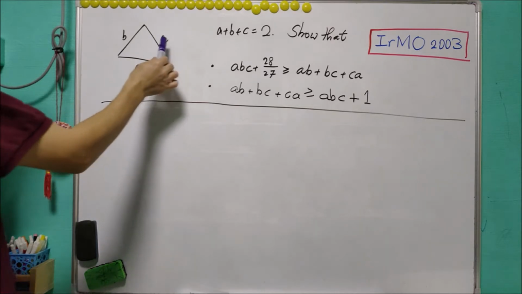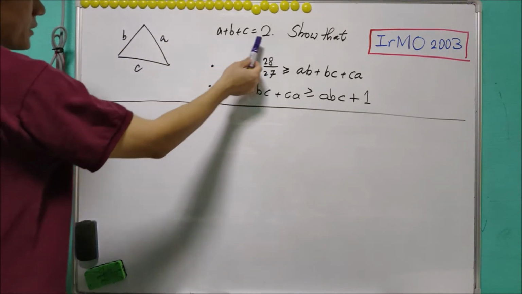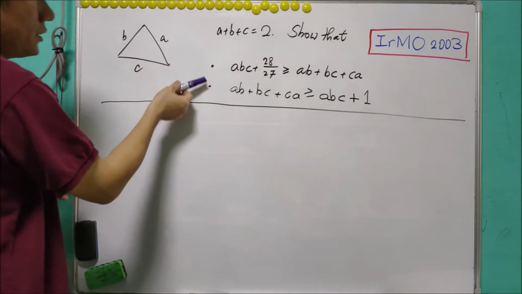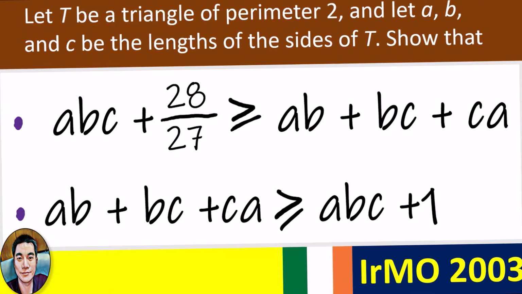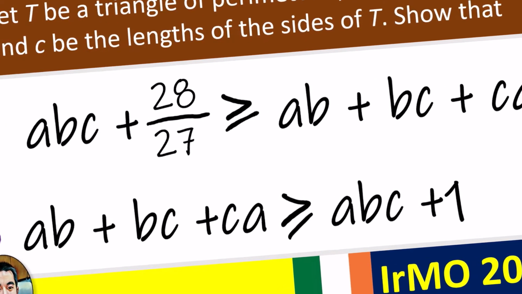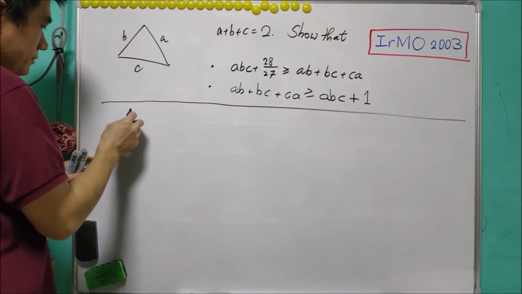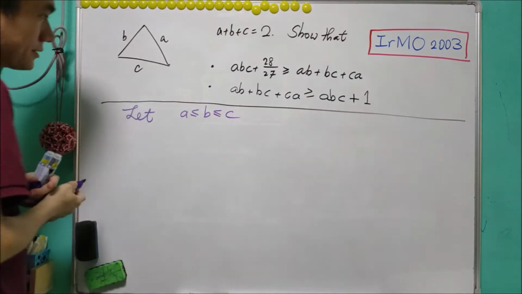For this question, A, B, C are the side lengths of a triangle with perimeter equal to 2. We are to show these two inequalities. Without loss of generality, we may let A be the smallest and C be the biggest.